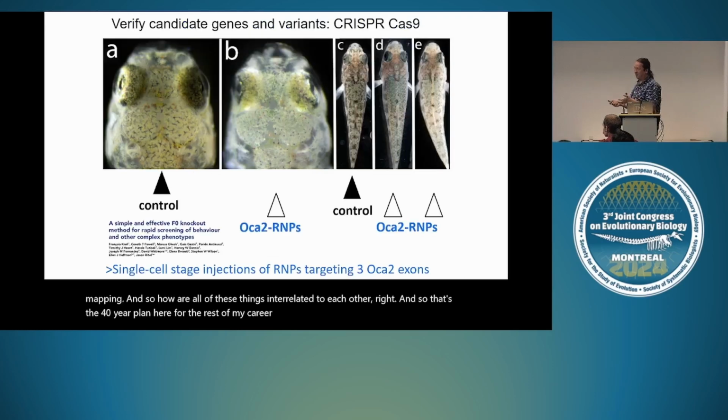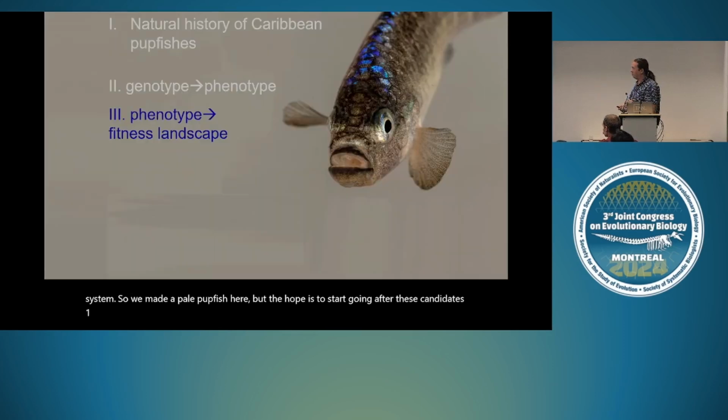We do have CRISPR working now in this system, so we made a pale pupfish here. But the hope is to start going after these candidates one by one. So that's the genotype to phenotype story for just one candidate. What about phenotype to fitness landscape?